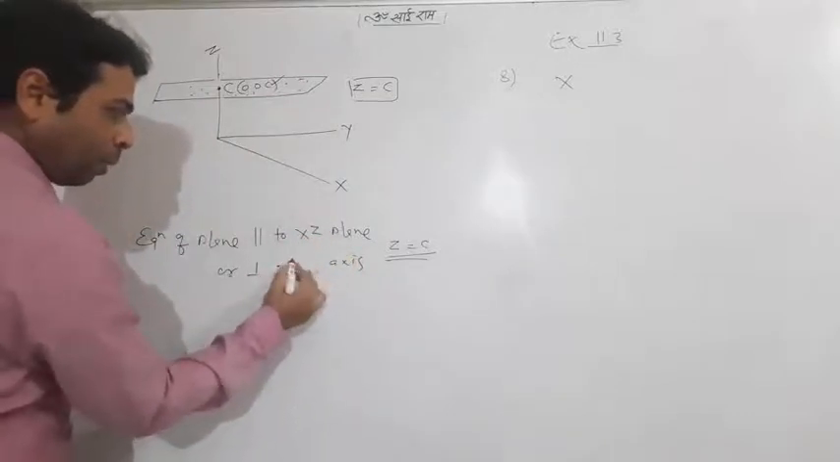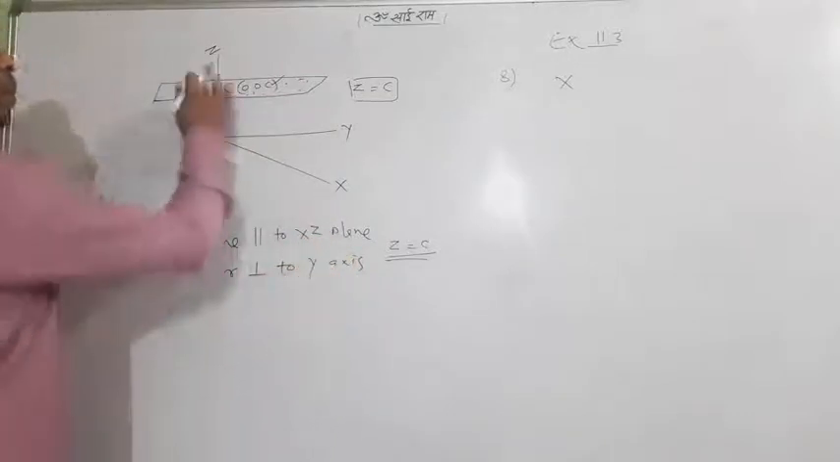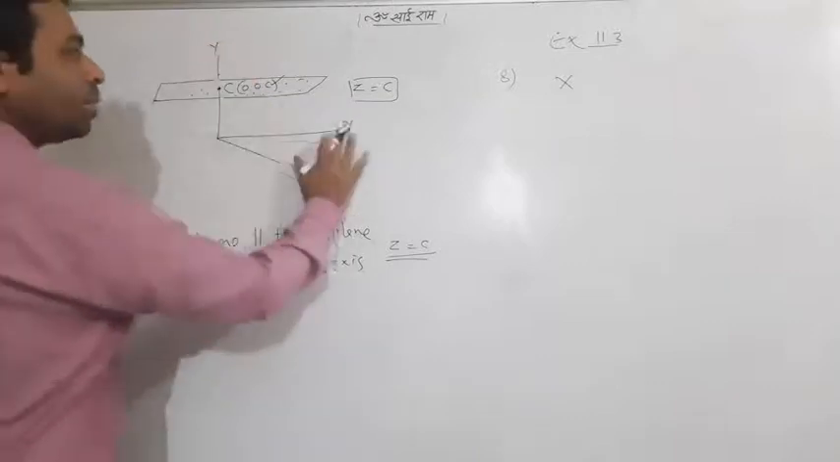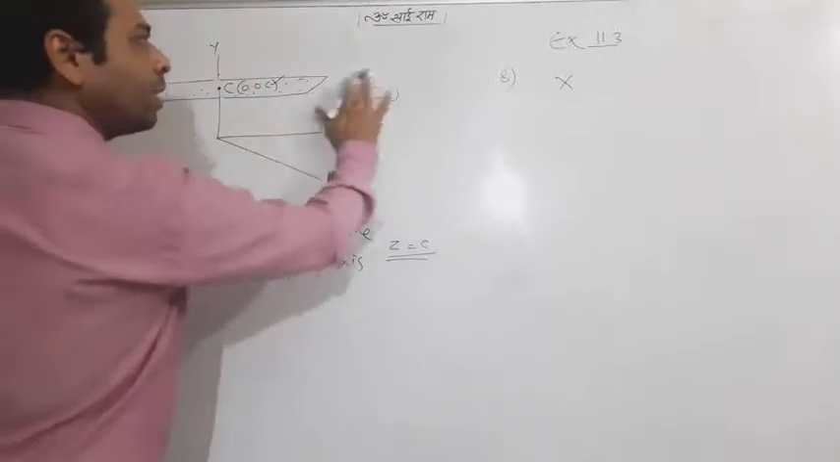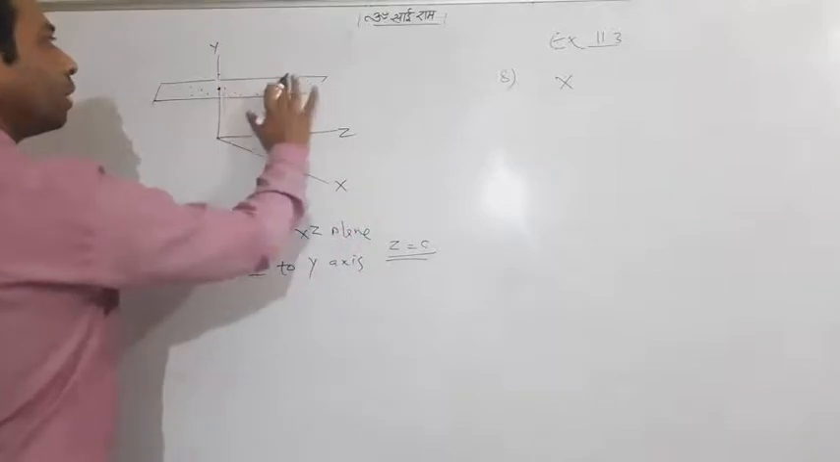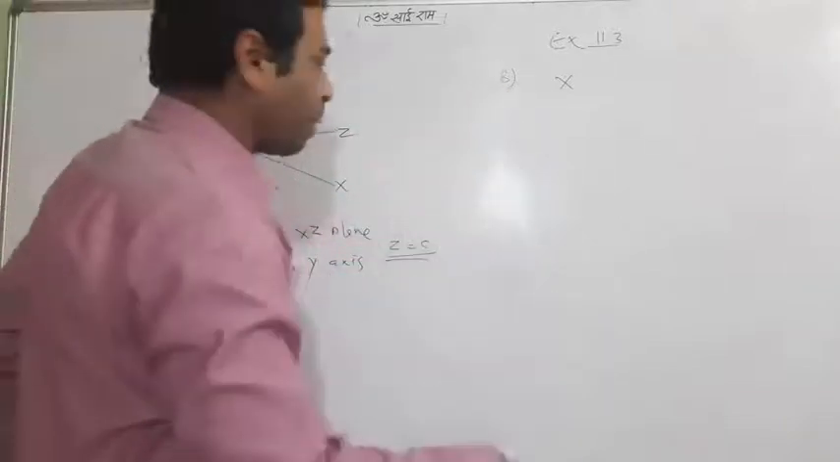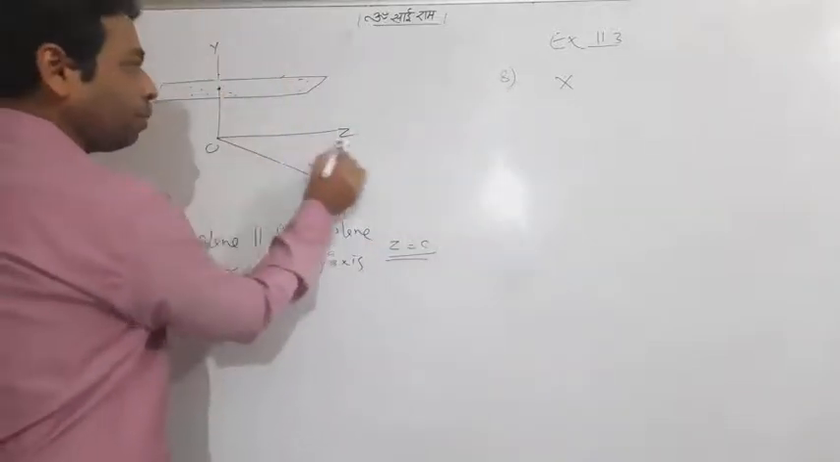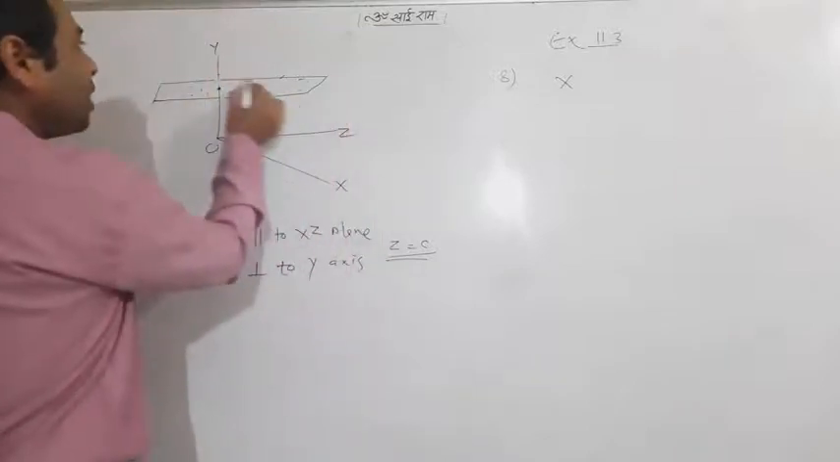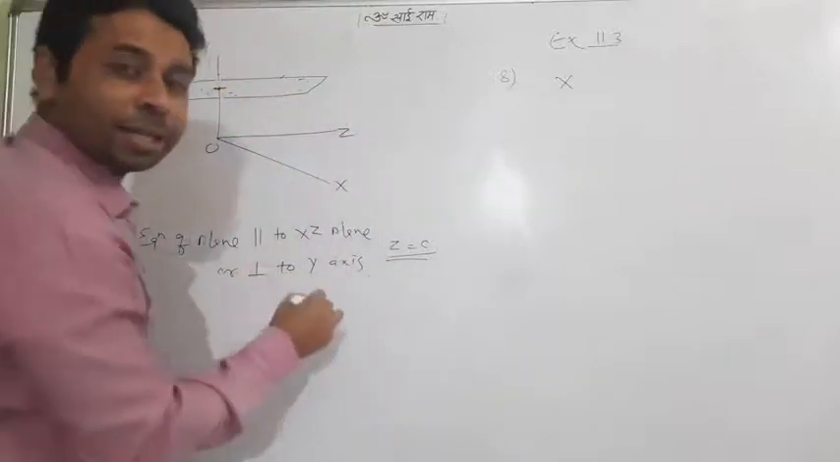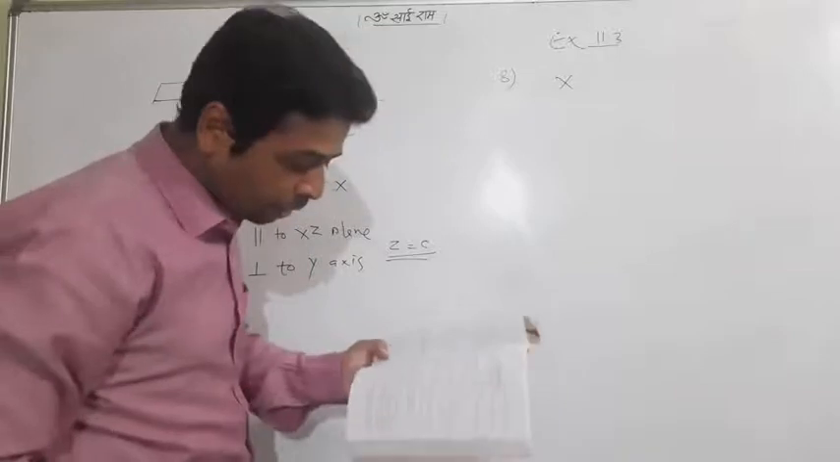It's perpendicular to the y-axis. Suppose it is the y-axis, suppose it is the z-axis, just for convenience. So what do you think? Your plane is parallel to the XOZ plane. It is cutting the y-axis, making some intercept. What intercept is it making?